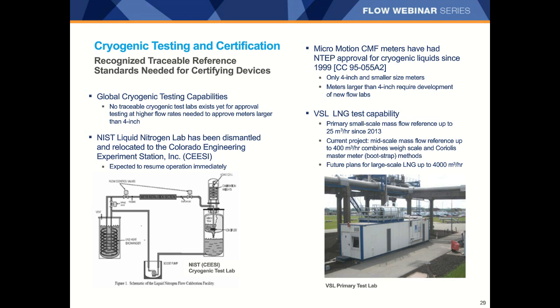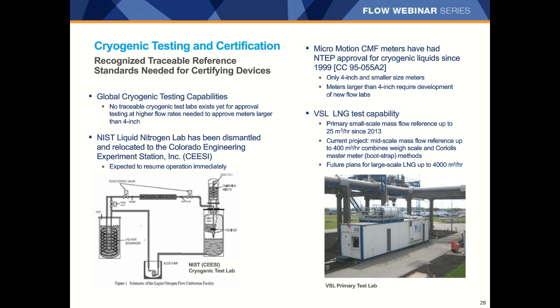VSL in the Netherlands operates a primary small-scale test facility that can test cryogenic flow meters on LNG at flow rates up to 25 cubic meters per hour, which is about 187 kilograms per minute, or 415 pounds per minute. There is a project at VSL currently underway to supplement this capability with a mid-scale facility that would increase the flow capacity by a factor of 16 up to 400 cubic meters per hour, which is around 3,000 kilograms per minute or 6,500 pounds per minute.